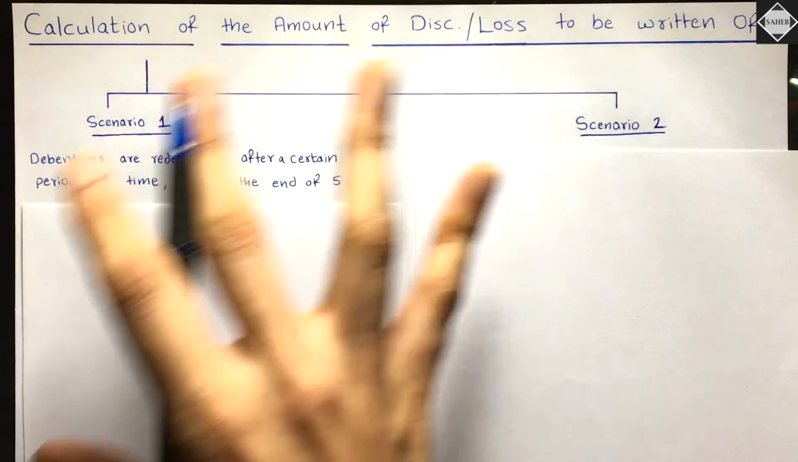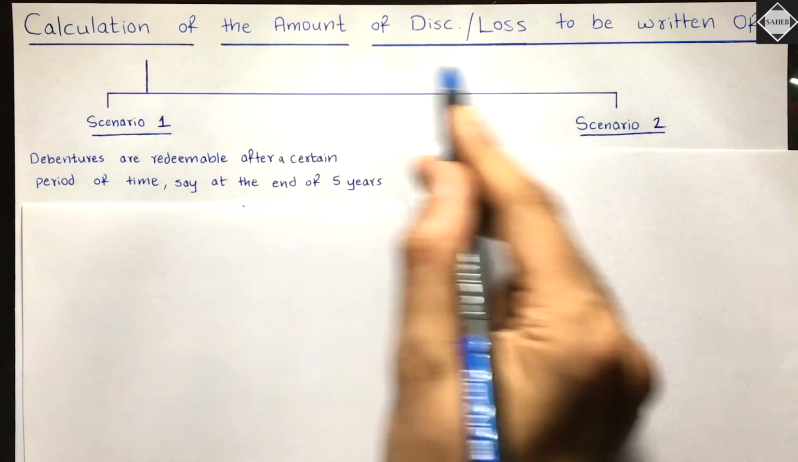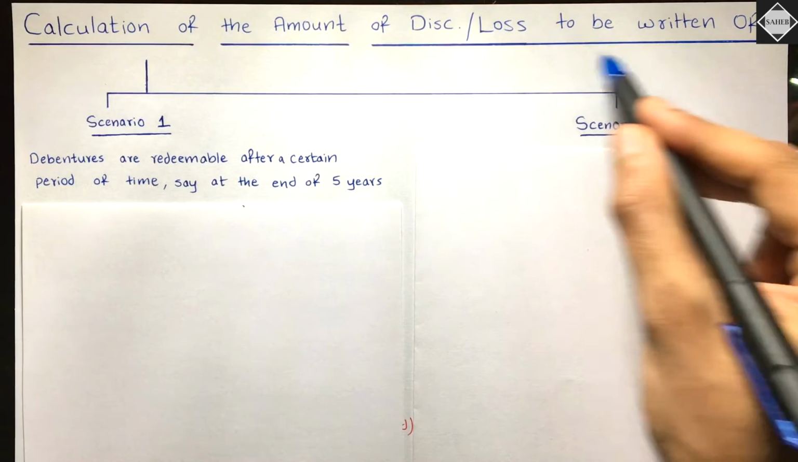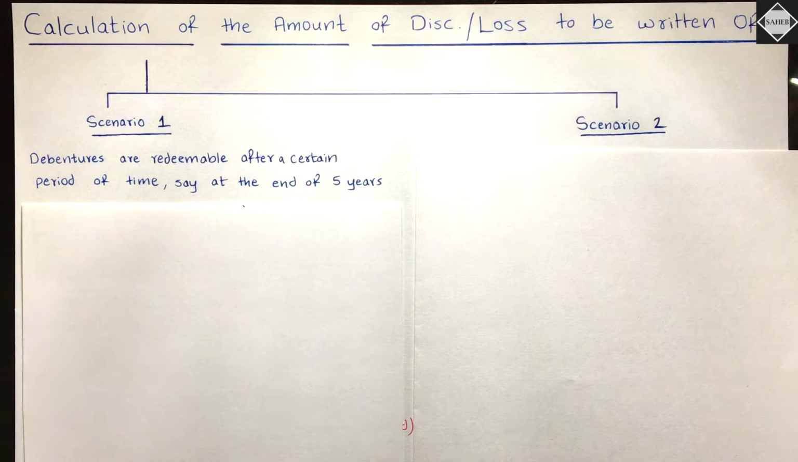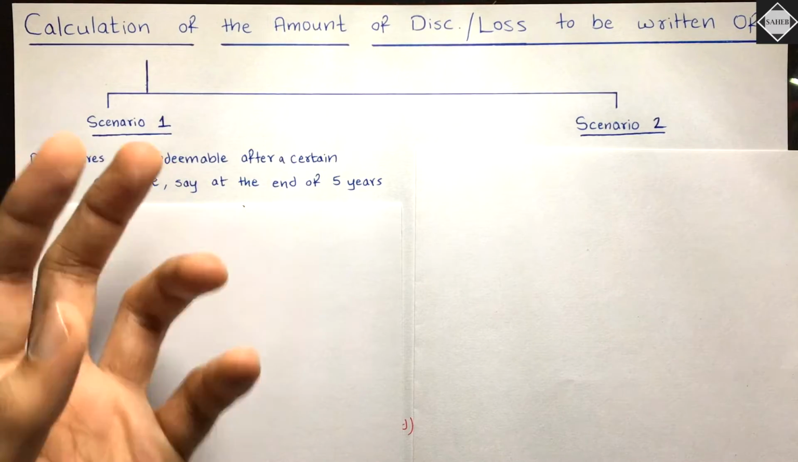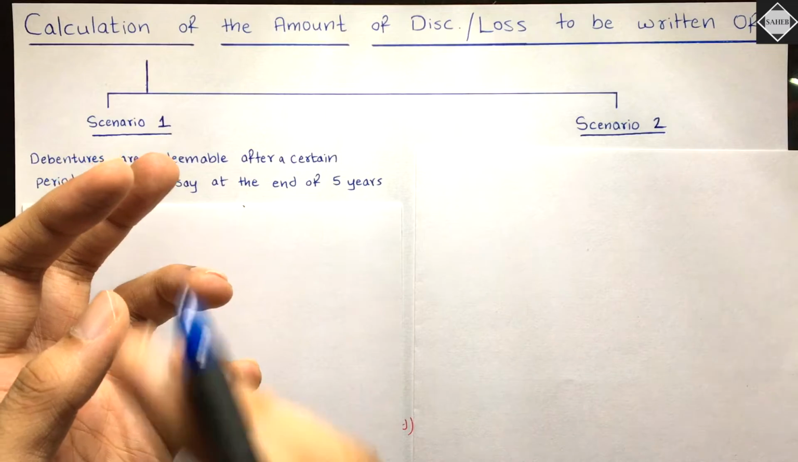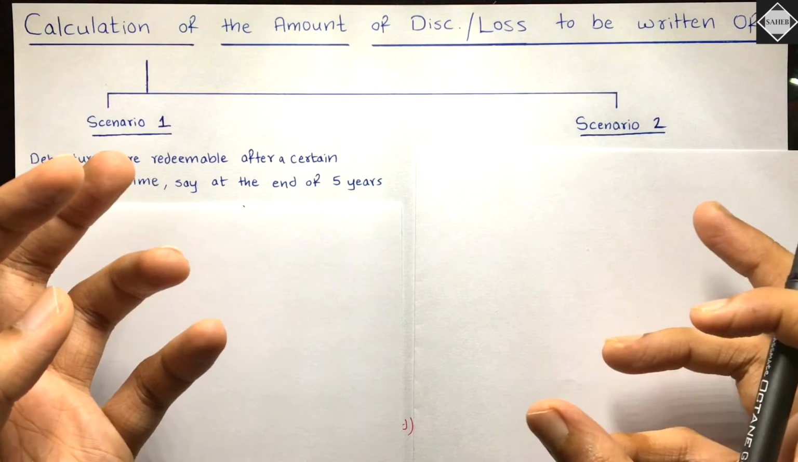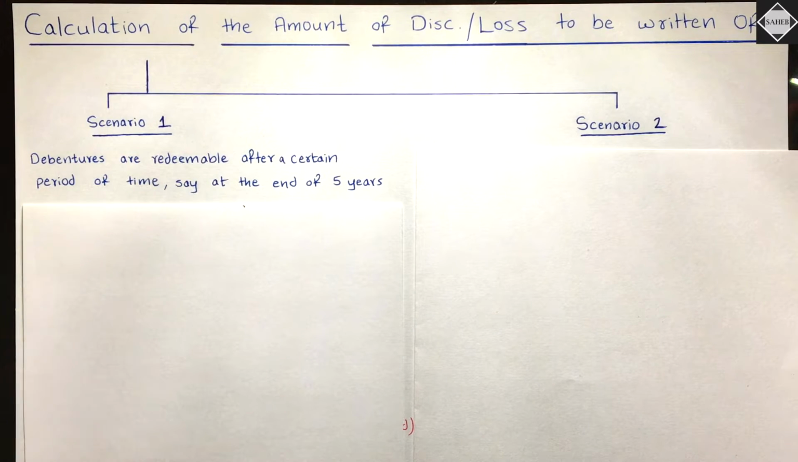Now see here, we have the concept of how to calculate the amount of discount or loss on issue of debenture to be written off in a particular year. We understood that we have to capitalize and record the discount or loss on issue of debenture, right? And then slowly take it to profit and loss over the life of the debentures. So how to do this calculation? That's what we are understanding over here.